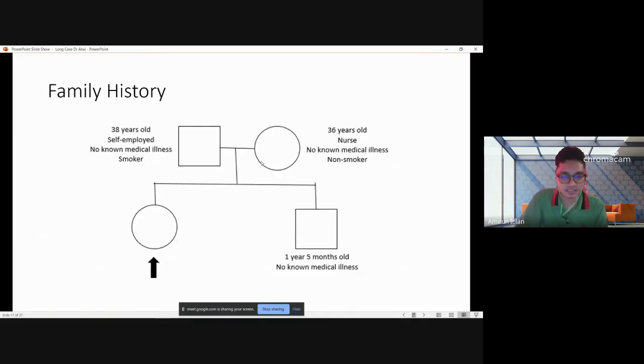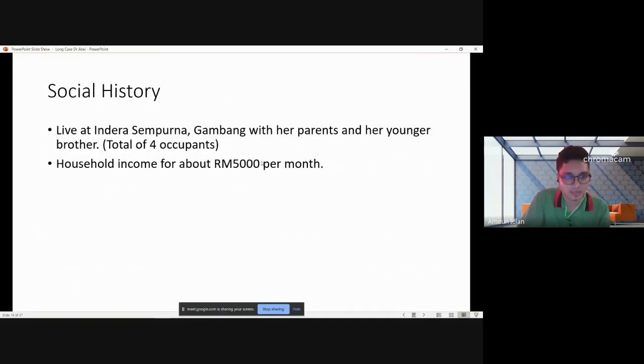For the family history, she was the first daughter from 2 siblings. All other family had no medical illnesses. Her father is 38 years old, and her mother is 36 years old. For her youngest brother, also no medical illness, and no history of the same symptom like her. For social history, currently they live at Indra Sampurna, Gambang, with her parents and her younger brother, with a total of 4 occupants. Household income for both parents is about 5,000 per month.